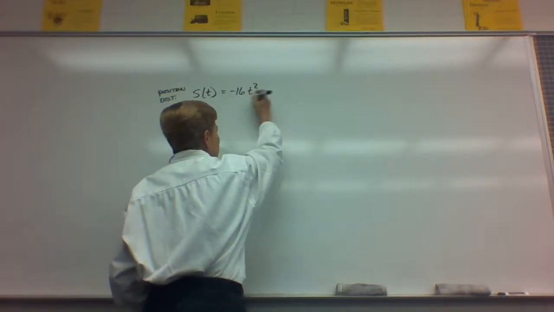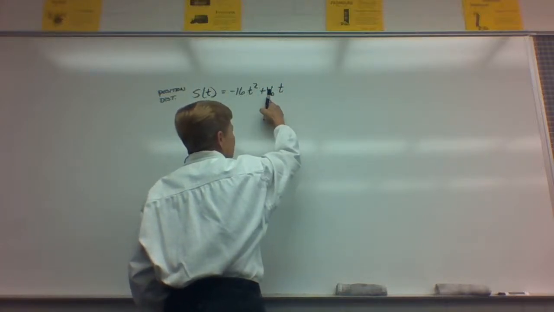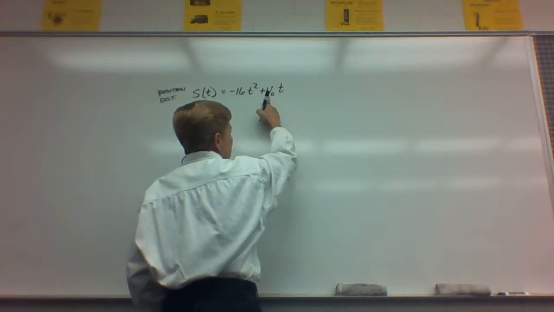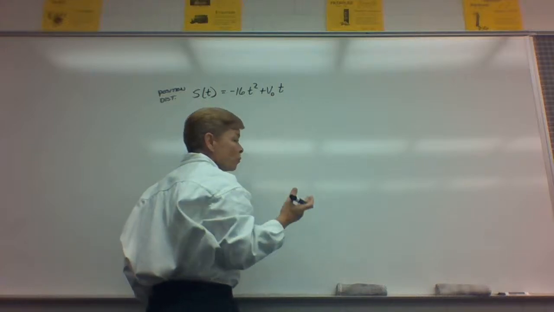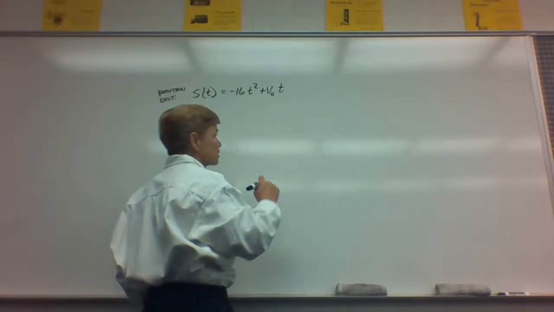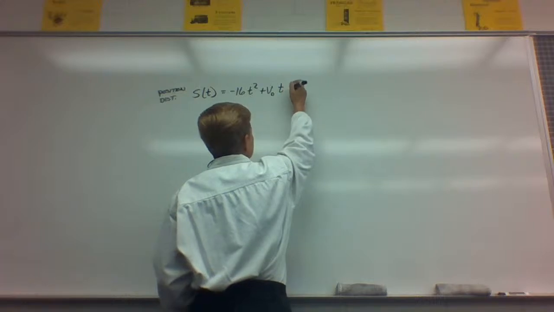Negative because gravity pulls down. Plus v naught t. This is the initial velocity. If the initial velocity is also downward, then this is a negative number. Usually people throw things upward, like when you're launching a baseball. But sometimes people hit things downward, like when you're trying to hit a volleyball.